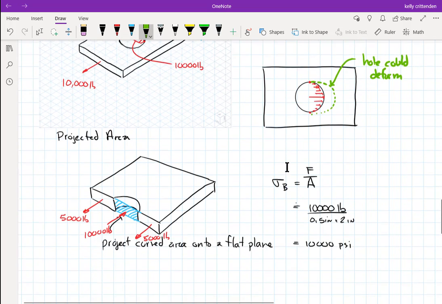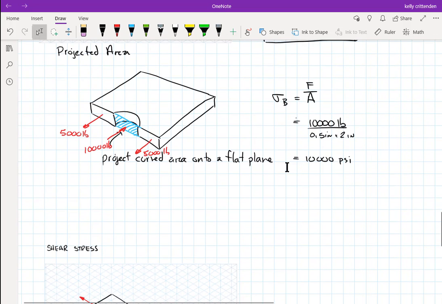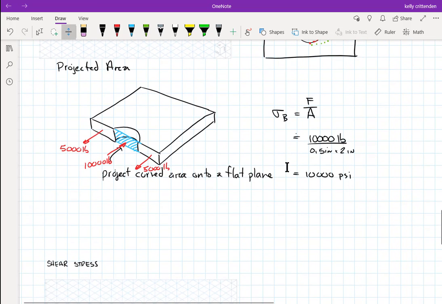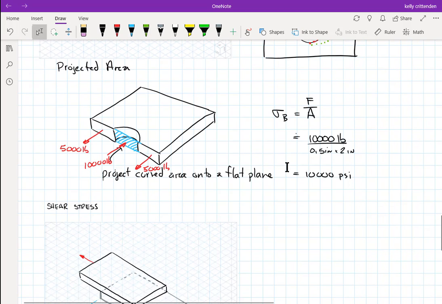All right. Are we good with all of these axial stresses? All right. Then let's add the idea of shear stress.